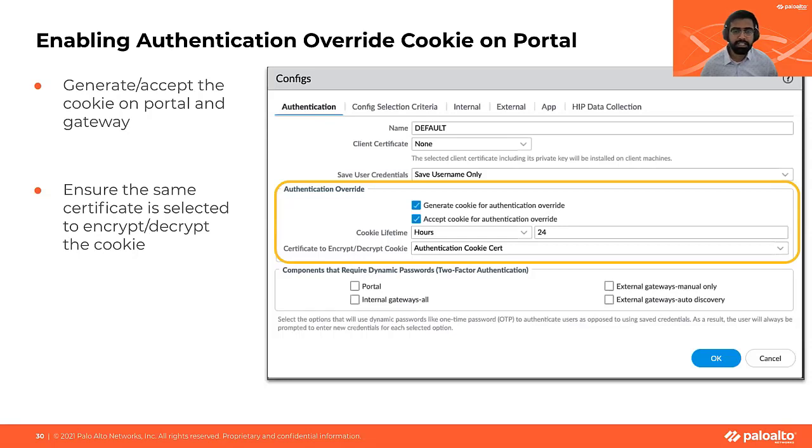Setting a lifetime is super important so that you only accept the cookie for a specific time span, after which you would require the end user to authenticate. You can specify this in terms of hours, days, or weeks. And the typical lifetime is 24 hours. After the cookie expires, the user must enter the login credentials, and the portal subsequently encrypts a new cookie to send to the user endpoint. It is also important to include the certificate to encrypt and decrypt the cookie.